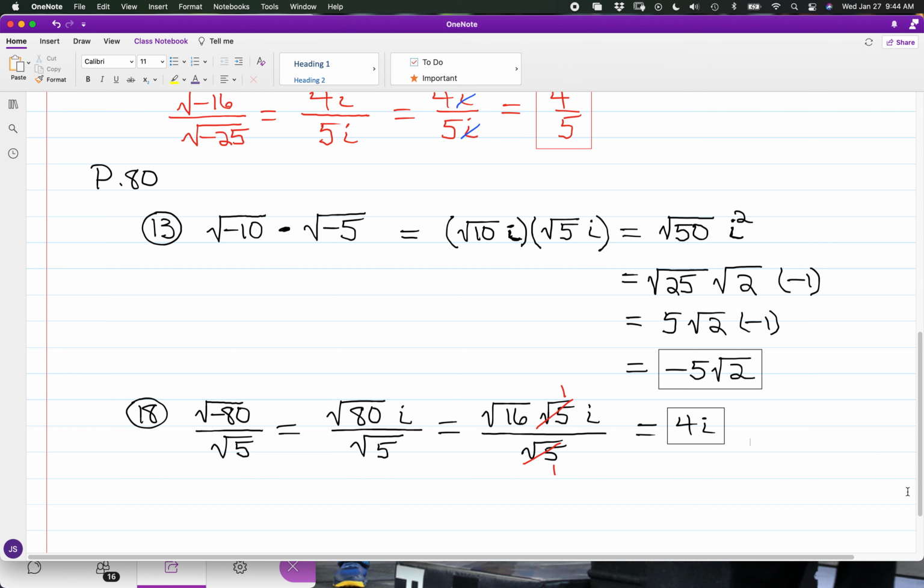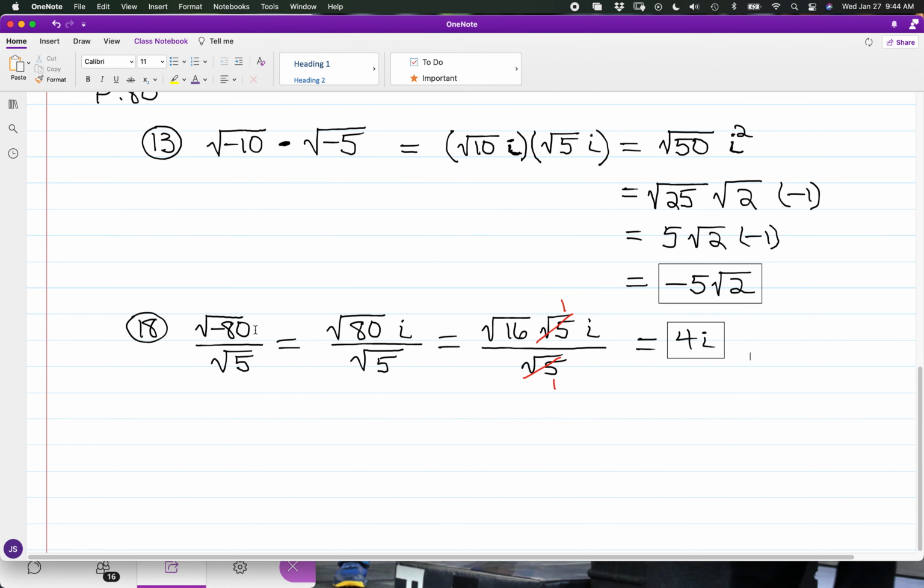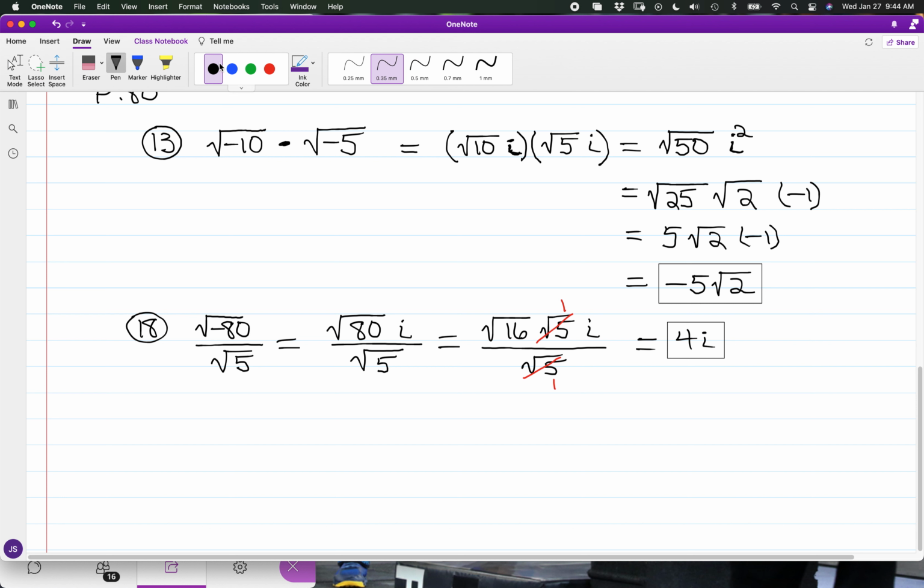So this is one way you can go about this, and that is with the factoring. But again, you want to go ahead and factor out the letter i wherever we have the square roots of negatives involved.